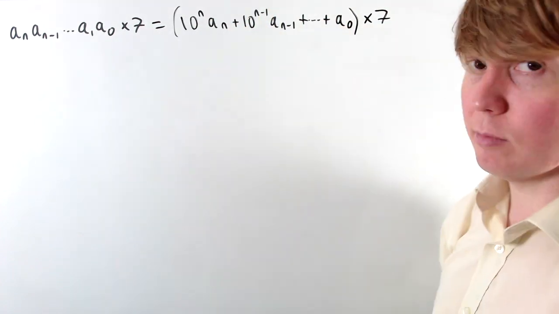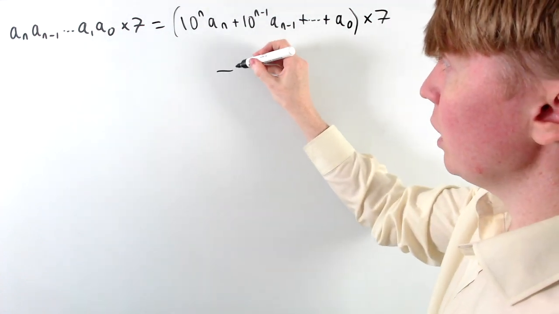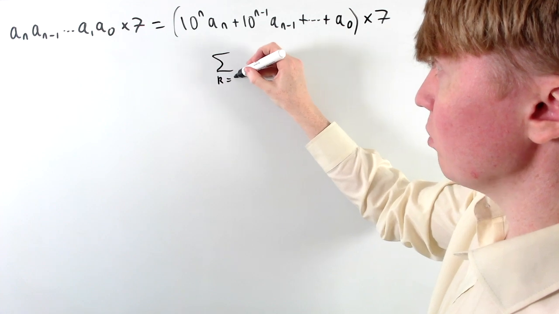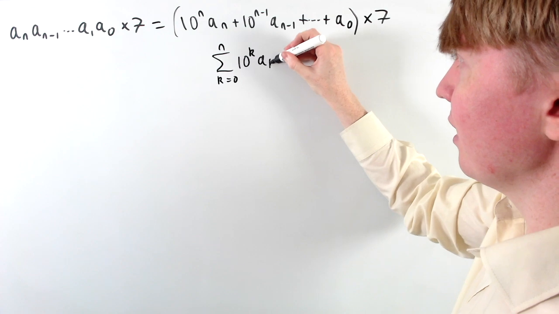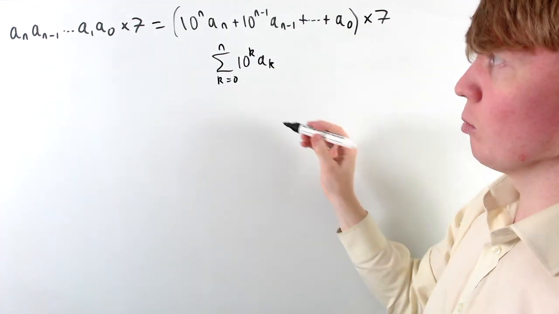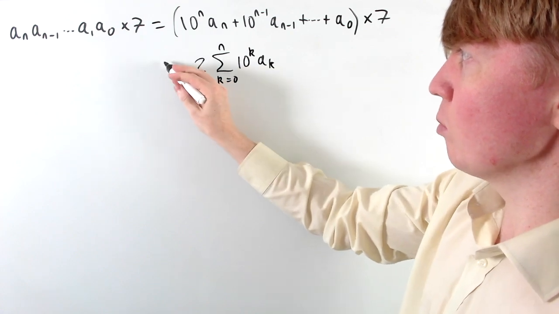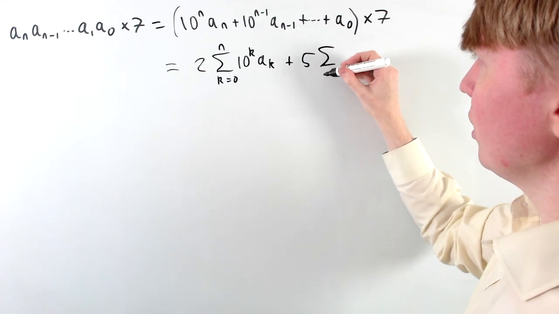So let's write this sum now using sigma notation to make this a bit easier to work with. We can write this as the sum going from k equals 0 up to n of 10 to the k multiplied by the digit a_k. And because we're multiplying this by 7, we're going to break this up into a sum where we multiply this by 2, and then we also multiply the same sum by 5.